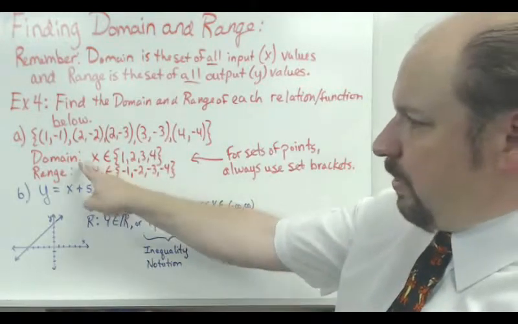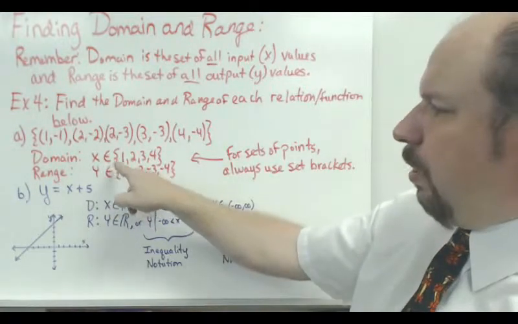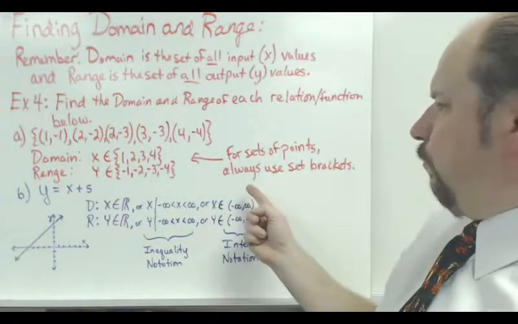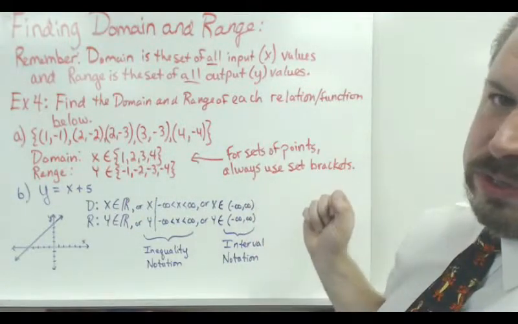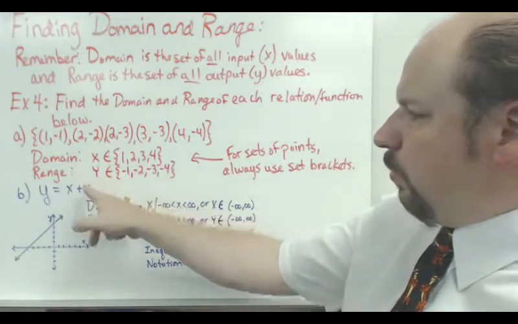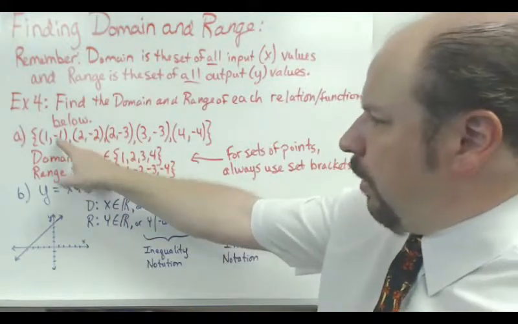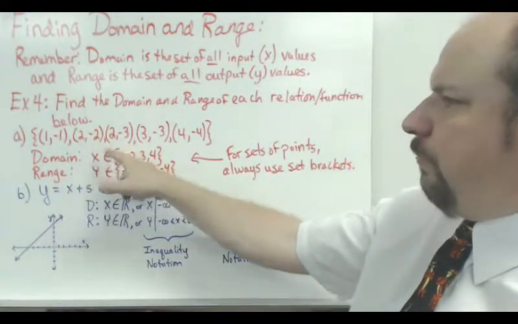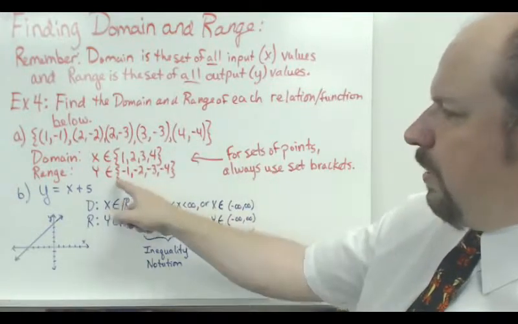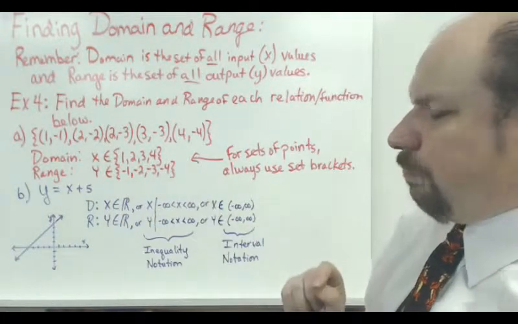So to show that, we say x is an element, the little e there means it's an element, of the set of numbers 1, 2, 3, and 4. So for sets of points, always just use the set brackets to show that set of points. Okay, so in the range, y is an element of, well, we have -1, -2, -3, and -4. So y is an element of the set of points -1, -2, -3, -4.